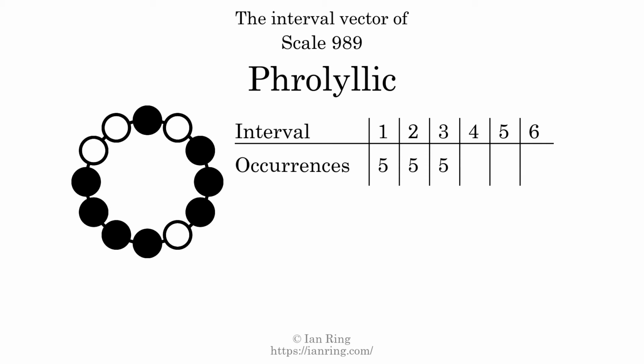There are 5 intervals with the size of 3 semitones. They are here, here, here, here, and here. There are 5 intervals with the size of 4 semitones, and 5 intervals with the size of 5 semitones, each shown at five places in the scale.